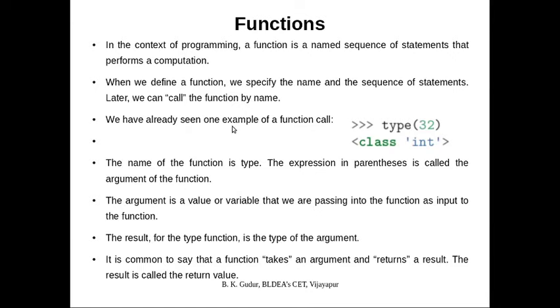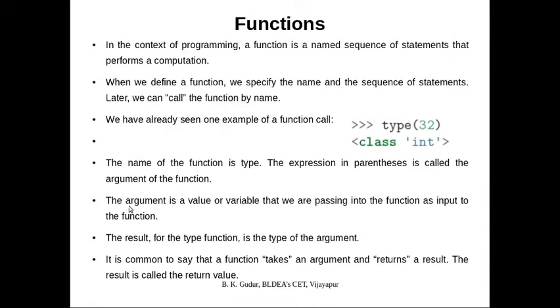We have already seen an example of a function call, for example the function type, which tells the type of a variable written within parentheses. The name of the function is type. The expression in the parentheses is called the argument of the function. Remember, whatever we write in a function call is called an argument. Students often confuse parameters and arguments. An argument is a variable or a value written inside the function call, whereas a parameter is a variable in the function definition. We'll see that a little later.